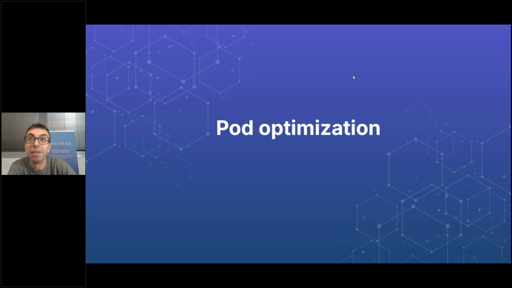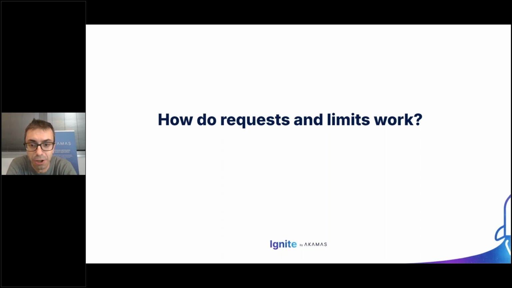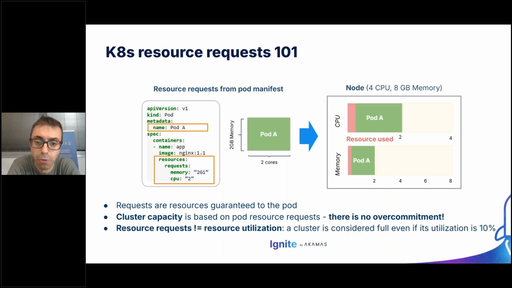And honestly, all of your questions as attendees are around how we properly set pod requests and limits. That's something that we have quite a bit of experience with. So let's start exactly with this topic. How do requests and limits actually work in Kubernetes? Let's start with some kind of initial 101, a little bit of a refresher.